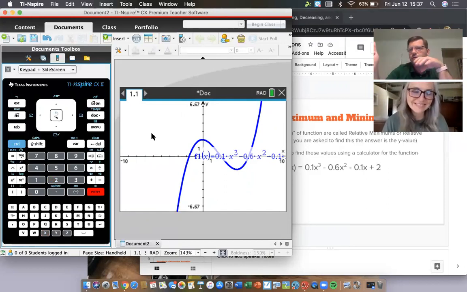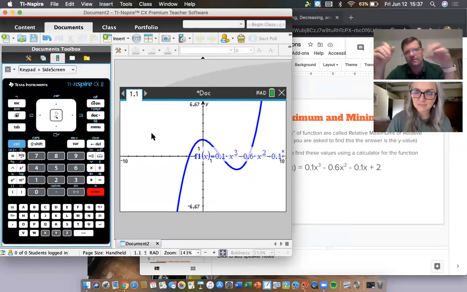So if you've used an 84, you can find maximum minimum. There's a real convoluted way to do it. It's really super easy on the Nspire. Okay. Everything you need in the Nspire is going to be most.